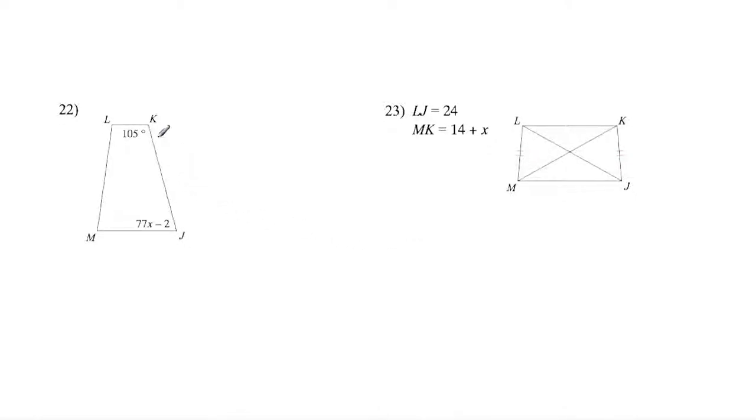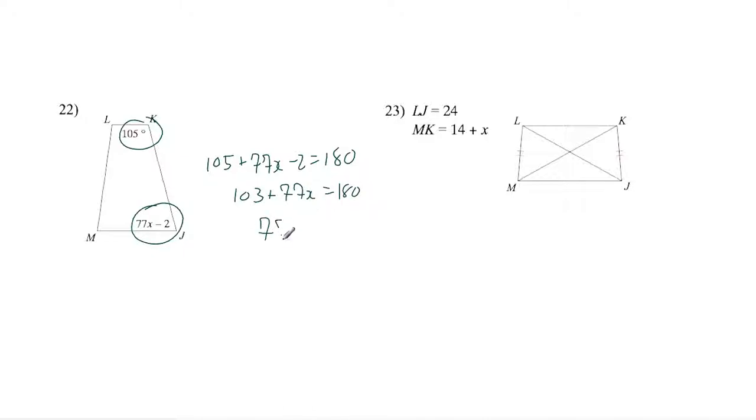Here we go. Again, we have another trapezoid. This 105 is actually in that corner. And because, again, we have these two parallel bases, these angles are going to be supplementary. So we have 105 plus 77x minus 2 is equal to that 180. 105 minus 2 is 103 plus 77x equals 180. And wouldn't you know it, if I subtract 103 from both sides, I get 77x is equal to 77. So x is equal to 1.